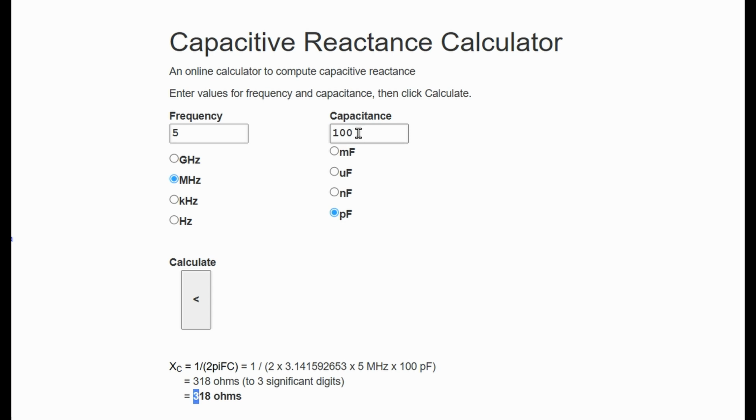So what happens if we now change to a 4.7 nanofarad? We drop to 6.8 ohms. So of course, more of our signal will get through. We have less losses. How do we come up with these numbers?